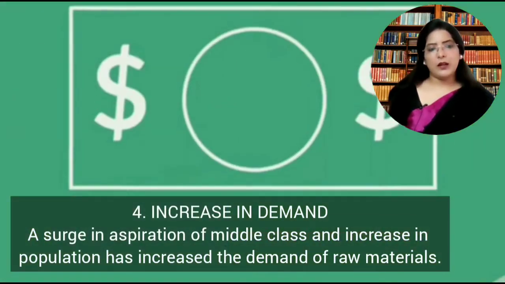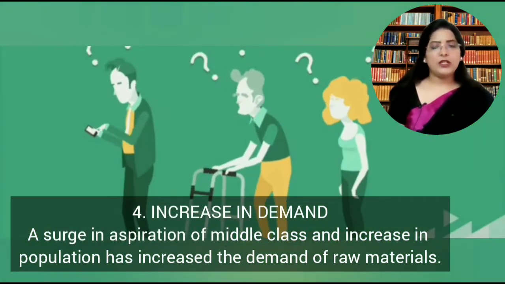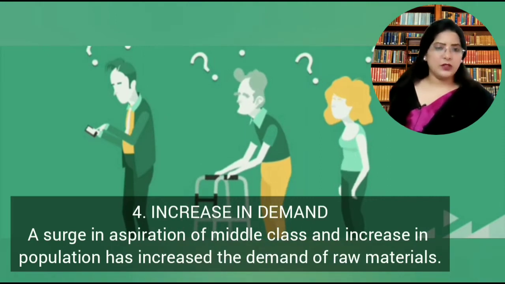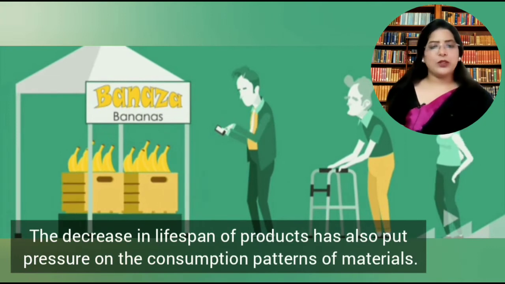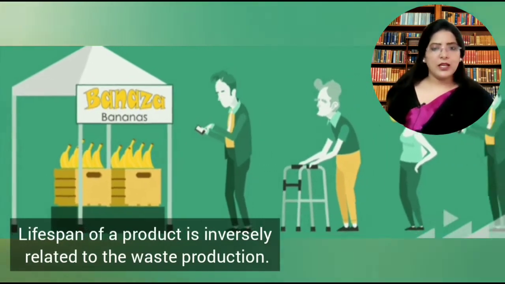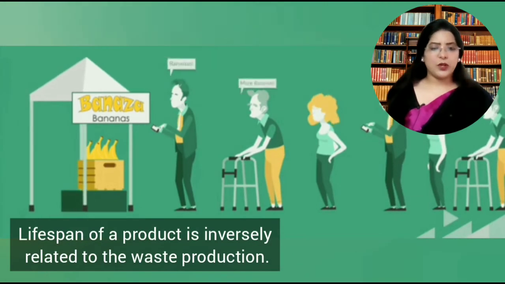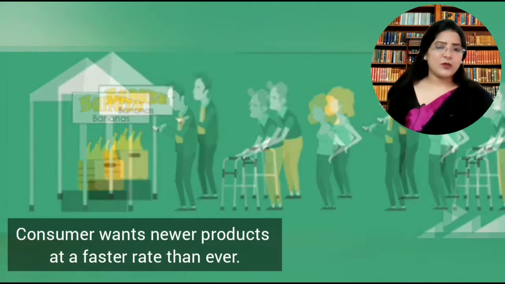Fourth, increase in demand. A surge in aspiration in the middle class and an increase in population has increased the demand for raw materials. The decrease in lifespan of products has also put pressure on the consumption patterns of materials. Lifespan of a product is inversely related to waste production. Consumers want newer products at a faster rate than ever.